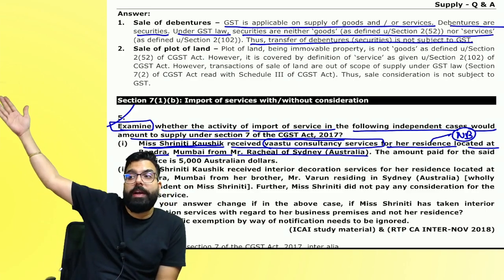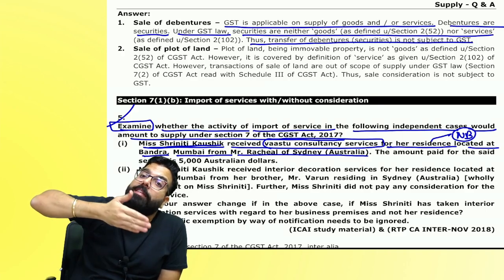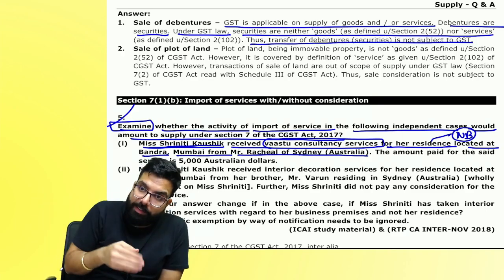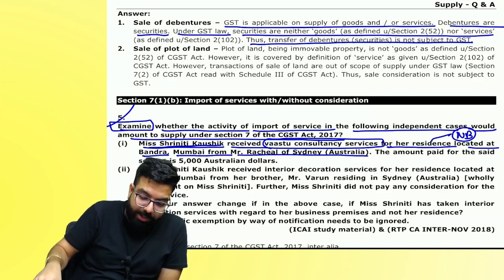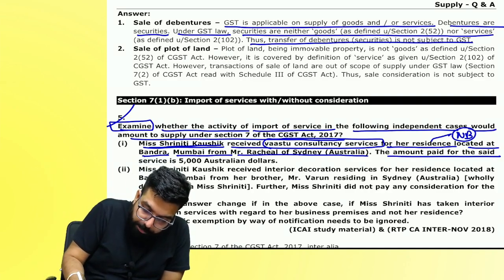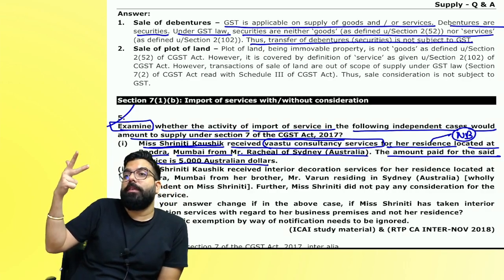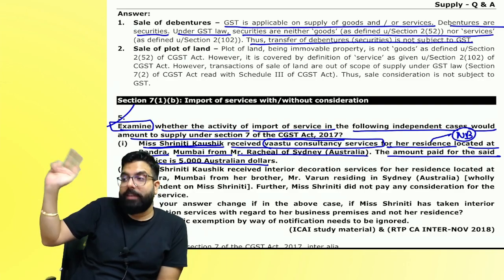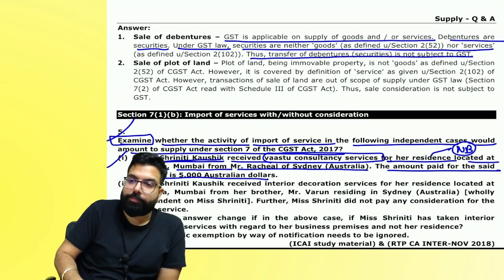Supplier is outside India. Recipient is in India. Destination of the service is India. Place is India. Importation of service. Is it for a consideration? How much? Is it for business or non-business? Is it supply? Pick your pen and write the answer.